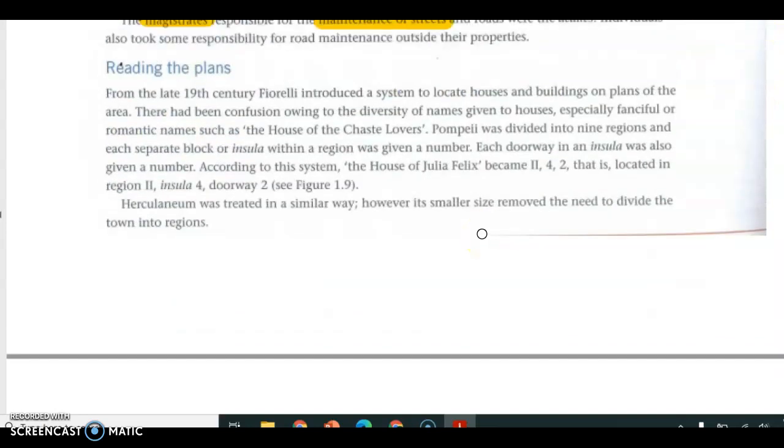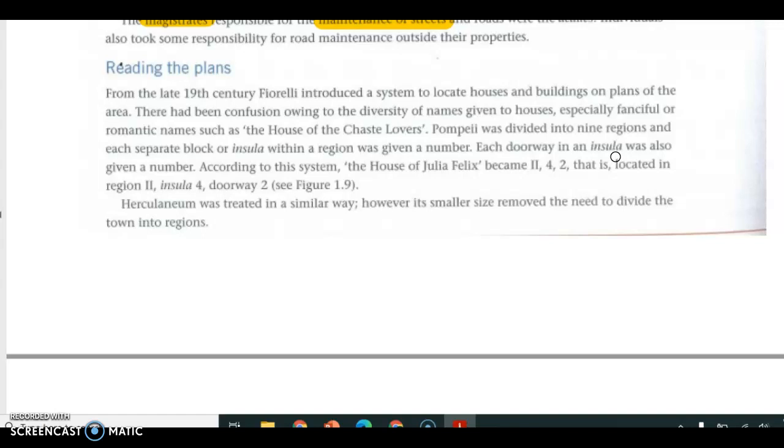Here's just a little bit of information about how they first interpreted the plan. When Fiorelli, the very first official superintendent of the site, put in charge by the Italian government, introduced the system to locate houses and buildings, there was no confusion, because we used to call houses after what was found in them. So, for example, the house of the chaste lovers, because two people were found there. We used to name them after what was found in a descriptive way.